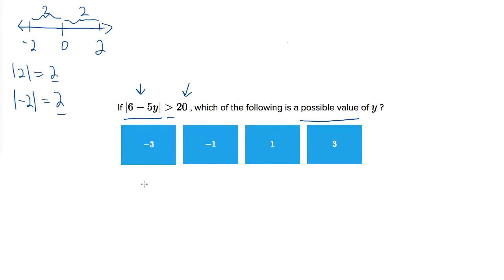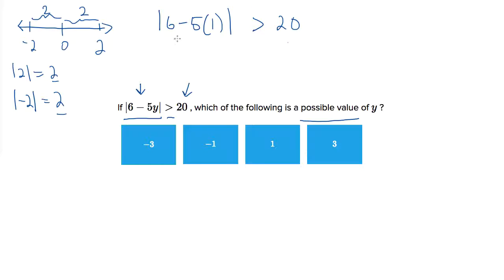So what you can do here is just start plugging values in. So let's just take a random value. Let's plug 1 in for y. So that would look like this. The absolute value of 6 minus 5 times 1. And we want to see if it's greater than 20. So we're just going to solve for this.